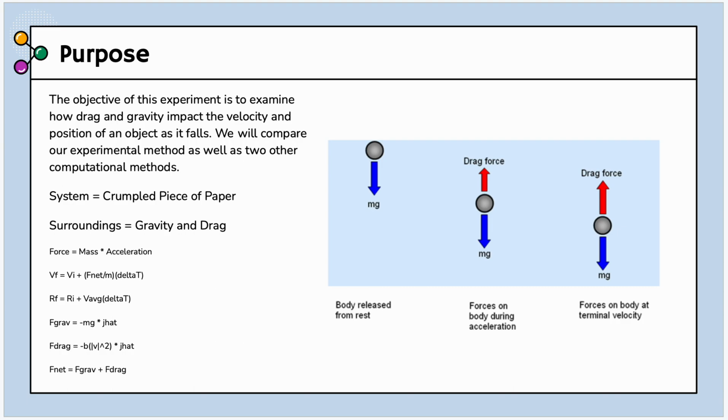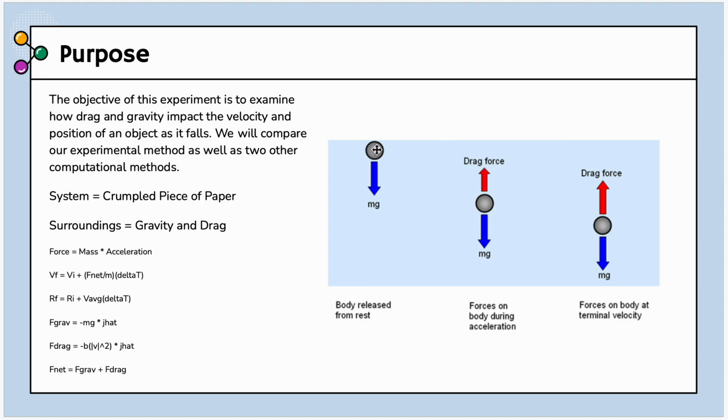In this experiment, the system is going to be a crumpled piece of paper, and our surroundings are obviously gravity and drag. Here are the important formulas we're going to be using, especially in our computational model: force is equal to mass times acceleration, the velocity and position update formulas, how we calculate gravity, and how we calculate drag. And FNet we're going to be using in our second computational model, since it has both gravity and drag. Here's a diagram showing both gravity and drag force.